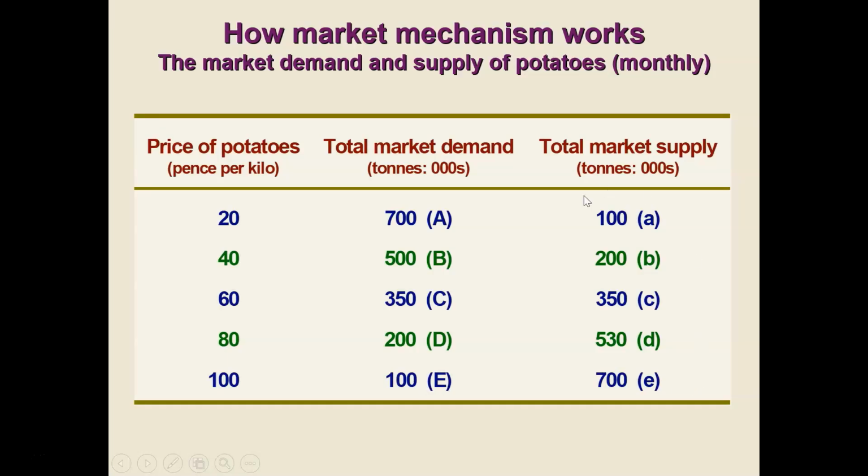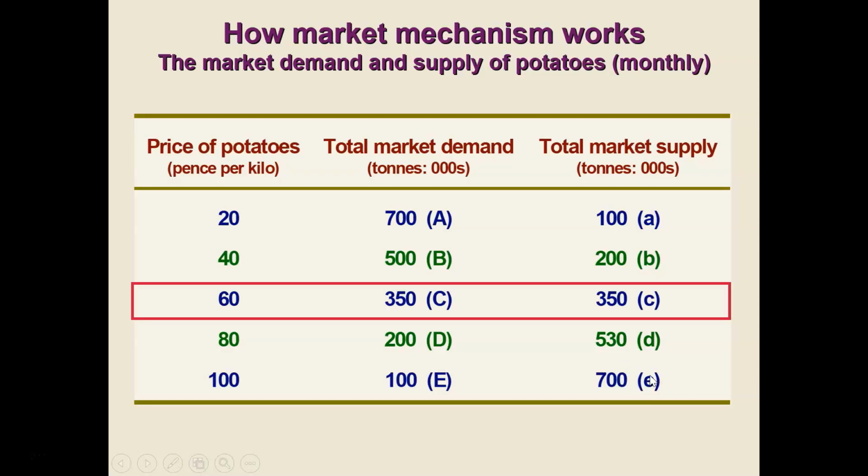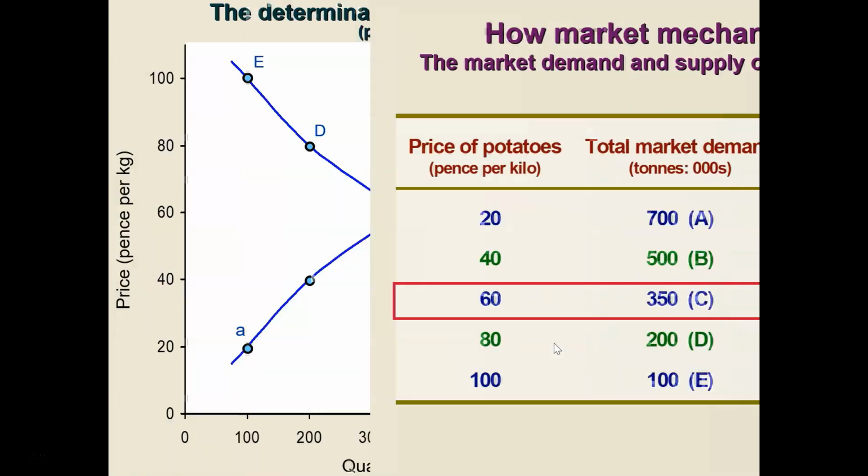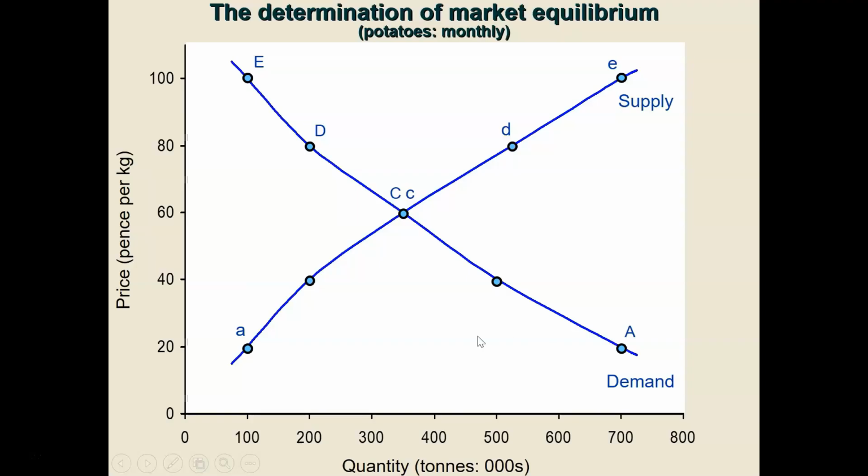And the other way around for supply. As price goes up from 20p to £1, quantity supplied will increase from 100 to 700 tons. We can also see that there will be a single price, 60p. This is a price where quantity demanded will be exactly equal to quantity supplied. At this particular price, the market will clear. Equilibrium will be established. Graphically, we can find this price at the point where demand crosses supply.